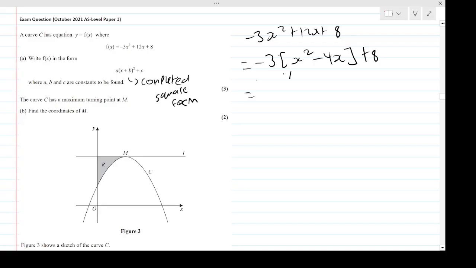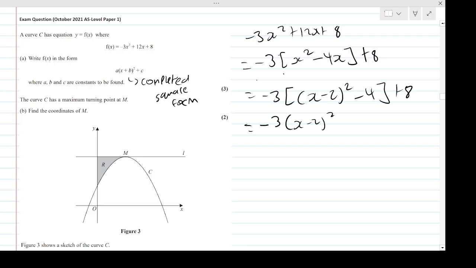So then I can complete the square in the middle here, so -3, then that would be x, and then half of -4 is -2, all squared. Take away then -2 all squared, that's +4. So take away 4 plus 8. Then I'll just expand it to get -3 lots of (x - 2) squared. -3 times -4 is +12 plus 8. That would be +20. And that is my answer for part A.